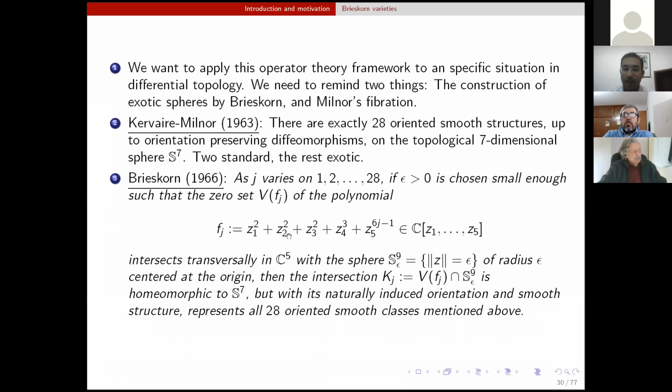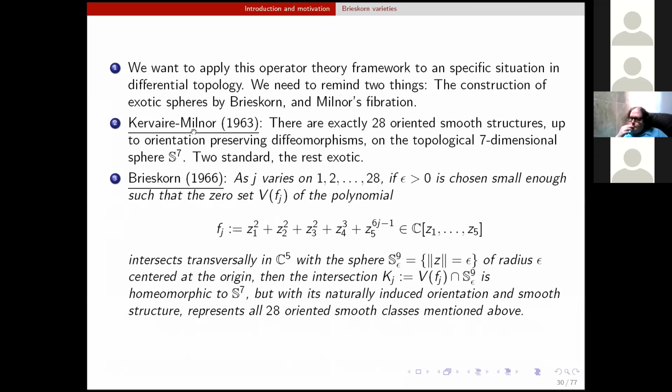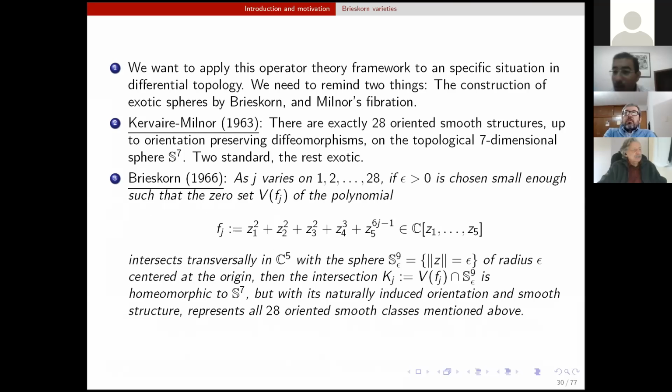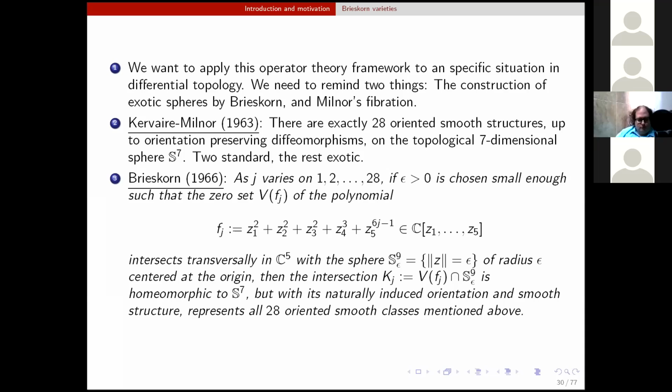So you have 28 polynomials, right? So you have 28 intersections corresponding to ranges from 1 to 28, and Brieskorn tells you that it gives you all the 28 oriented smooth structures that were counted by Kervaire and Milnor. So, is this construction specific to the 7-dimensional sphere or does it extend to other dimensions? No, I have chosen this one because this is very beautiful, but okay.